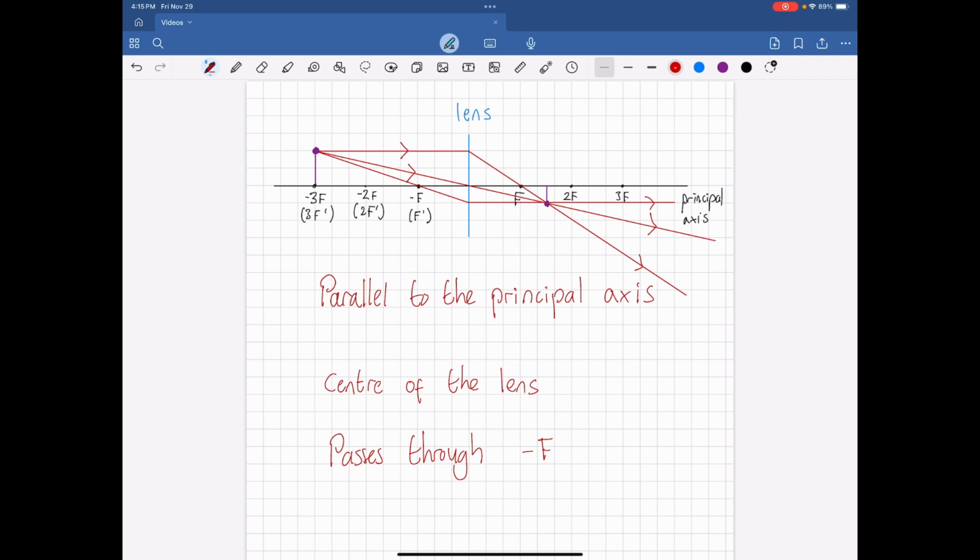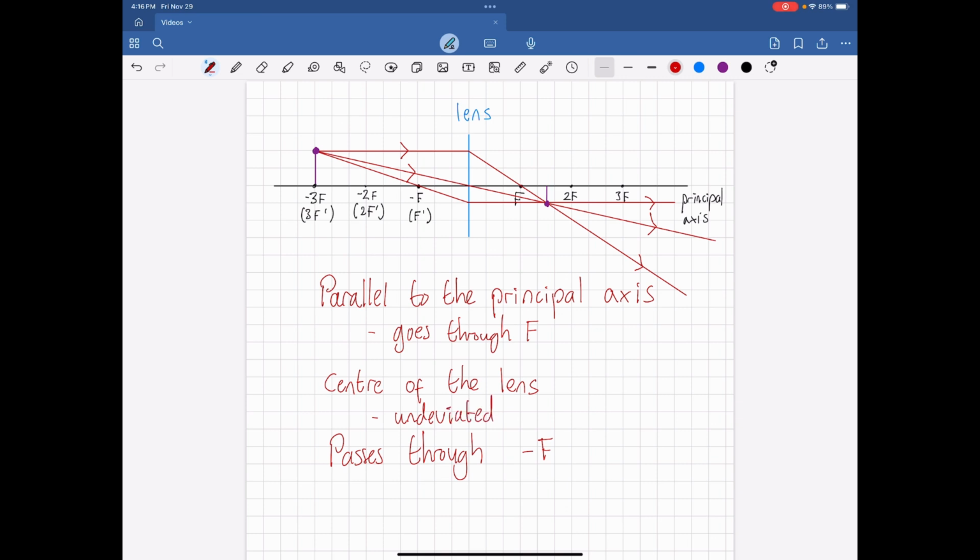Let's make a note of these rules, and then we'll come back to what the image looks like. So the one that was parallel to the principal axis always goes through F, the principal focus. The one that was through the center of the lens is undeviated.